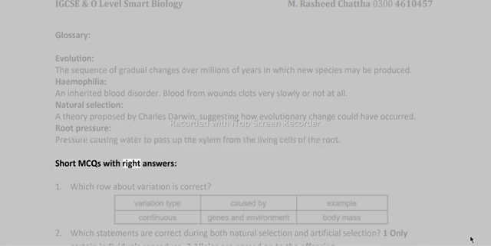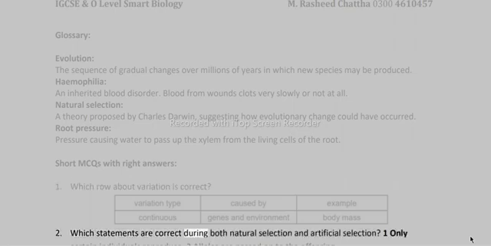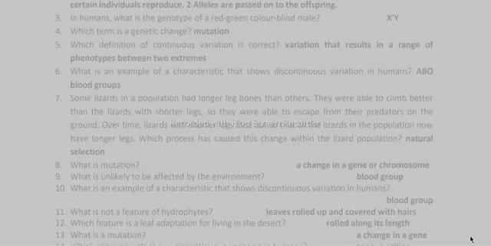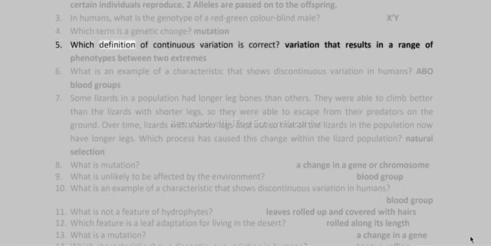Short MCQs with right answers. 1. Which row about variation is correct? 2. Which statements are correct during both natural selection and artificial selection? 1. Only certain individuals reproduce. 2. Alleles are passed on to the offspring. 3. In humans, what is the genotype of a red-green colorblind male? XRY. 4. Which term is a genetic change? Mutation.